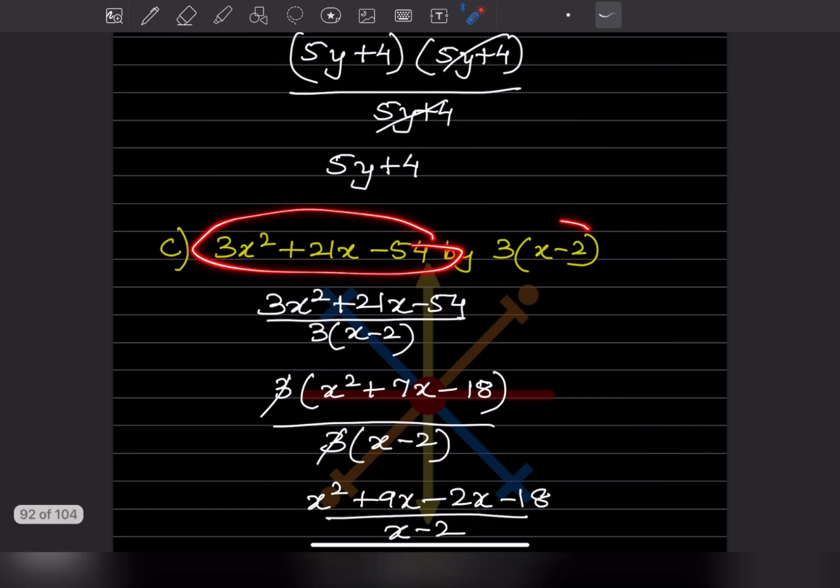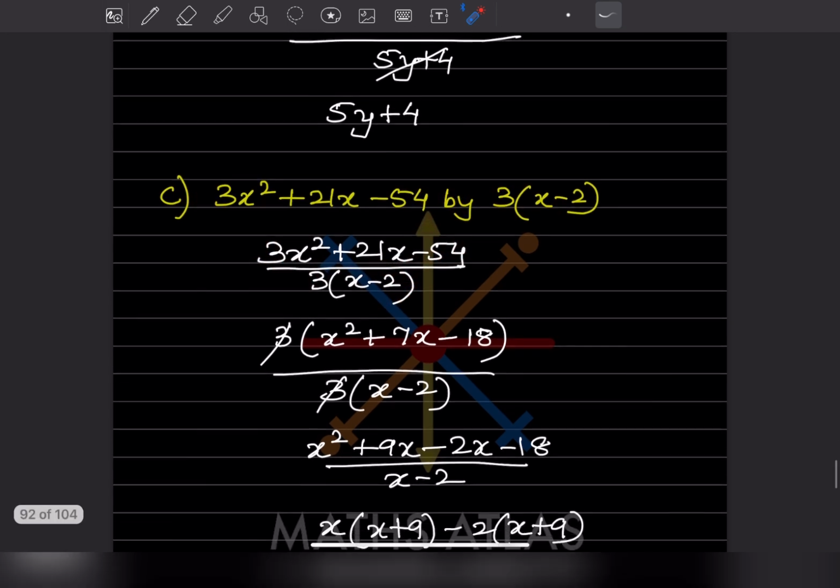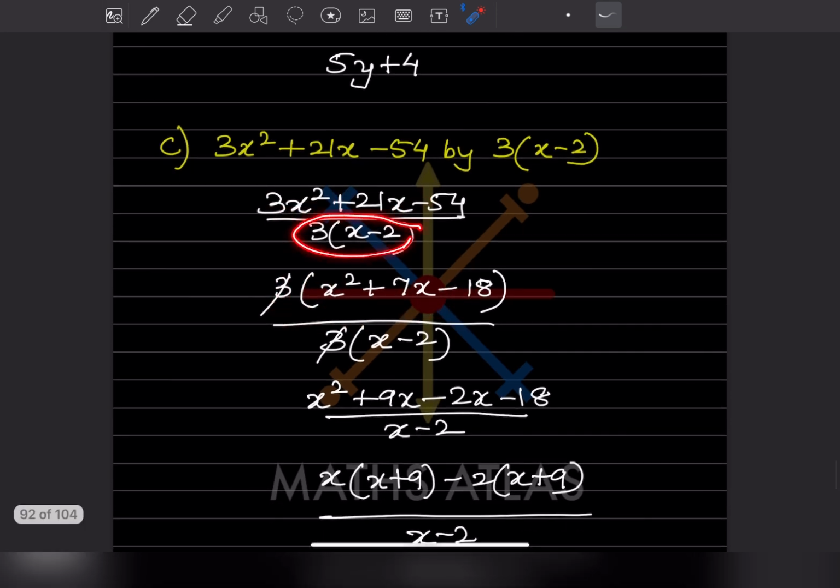Now here again, we can see this expression, we can take 3 common from here. After taking 3 common, what remains here is 3x square, plus this will be 7x, meaning 21x, and minus, so minus 18 threes are 54. Now the denominator the same. So this and this get cancelled.